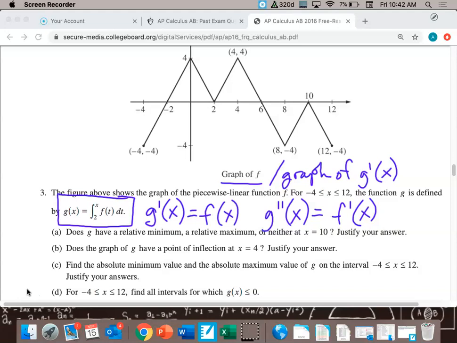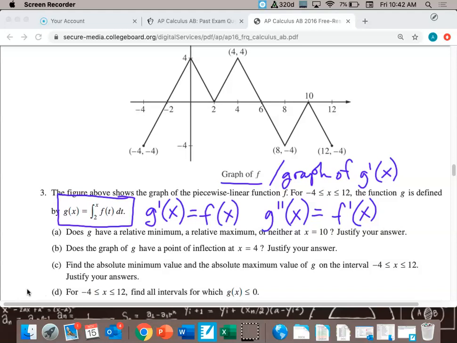Okay, so let's talk about this. Two things. First of all, is G prime defined at 4? Yes. There is a point right there. G prime of 4 is 4. This is the graph of G prime, right? Now, is G double prime defined at 4? No. Is that okay?